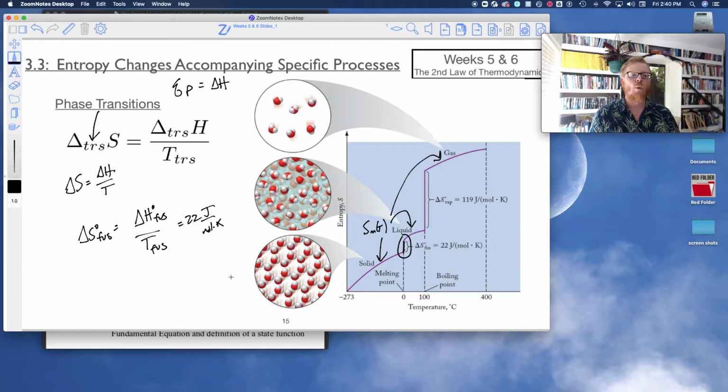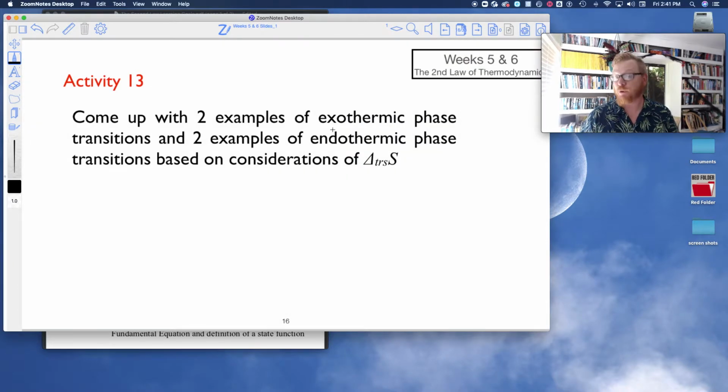Okay. What's also pretty cool is we can use this relationship to start to conceptually know when a phase transition will be exothermic or endothermic. So I'll show you as an example. Come up with 2 examples of exothermic phase transitions and 2 examples of endothermic phase transitions based on this consideration of delta S. Okay, so let's write that again. I'm going to drop saying the standard, and we just know delta S equals delta H divided by T. Okay, so for example, and you can pause it and think about this if you like. I'm just going to keep moving forward.